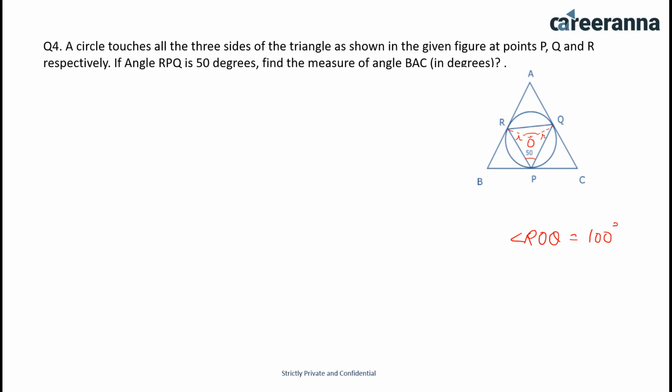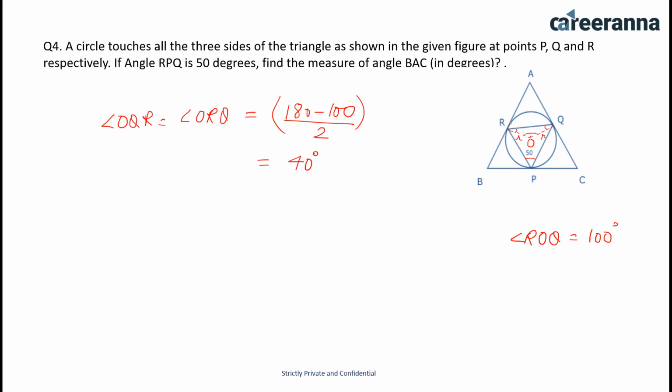Now since these are radii, I can say these two angles are going to be equal. Angle ORQ and angle OQR are equal. So in other words, I can say angle OQR is equal to angle ORQ, being the isosceles triangle. So this is going to be 180 minus 100 divided by 2 because both the angles are same. So this turns out to be 40 degree.